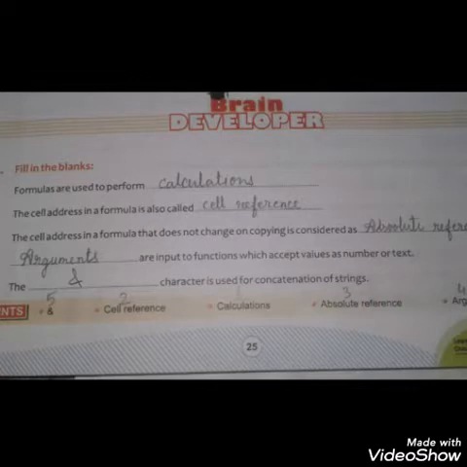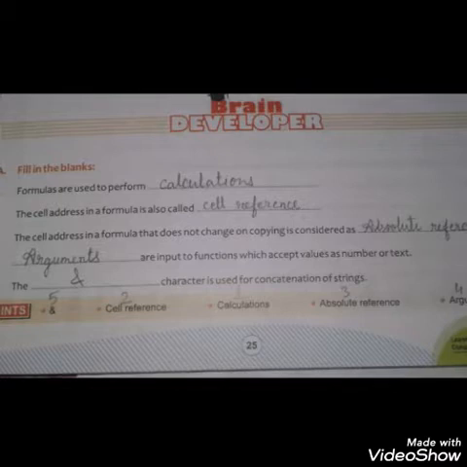So students, the first section of this exercise is filling the blanks. First statement is given here: formulas are used to perform dash. So the correct answer is calculation. Come to the next one. Second, the cell address in the formula is also called dash. Correct answer is here: cell reference.